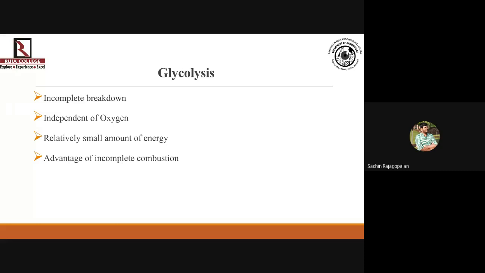Now, the process, as I said, is an incomplete breakdown, which means that it's an incomplete combustion of glucose that's taking place over here, right? This incomplete combustion also has its own set of advantages, because you are going to be generating a lot of intermediates in the process, and these intermediates can further be utilized for some constructive processes. That is one of the significant advantages of not doing the complete breakdown, because from pyruvate a lot of anabolic processes can happen. Pyruvate could even be converted to acetyl-CoA by a set of reactions, and acetyl-CoA can be further used for anabolism as well.